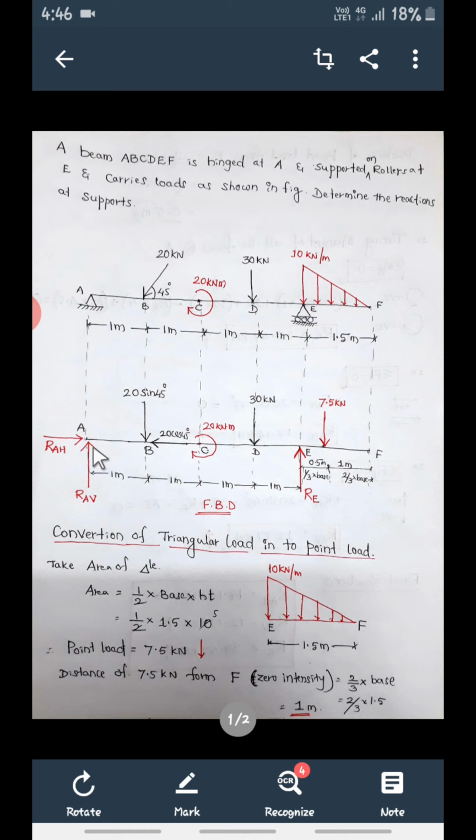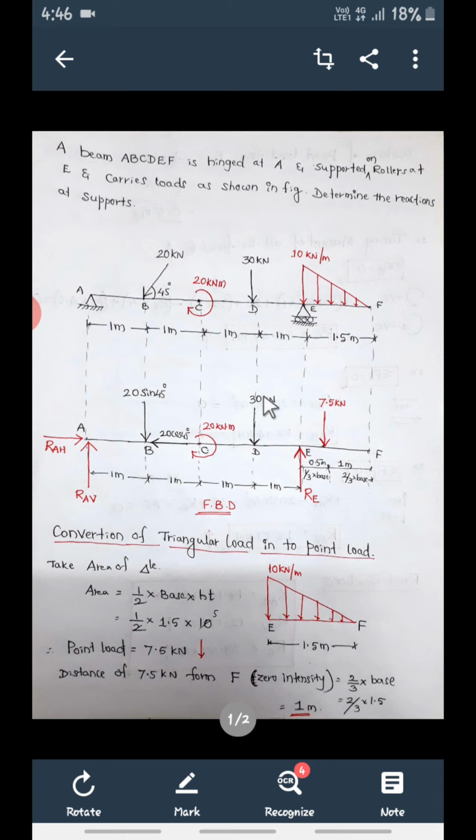So see here, we are taking moment about A. Moment of this is 0. Moment of this is 0. Moment of this will be 0. So moment of this is plus 20 sine 45 into 1. Then this is plus 20, because already it is a moment. Don't multiply by distance again. Just see whether it is plus or minus. In this case it is clockwise, plus 20.